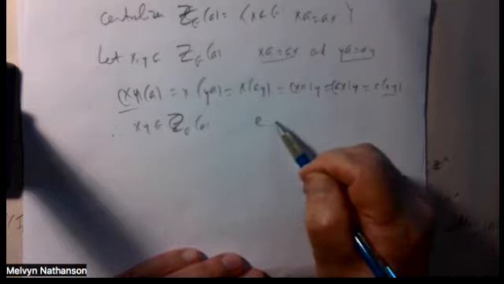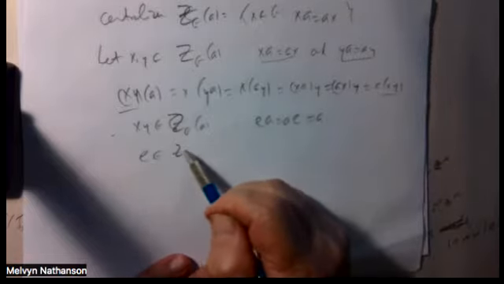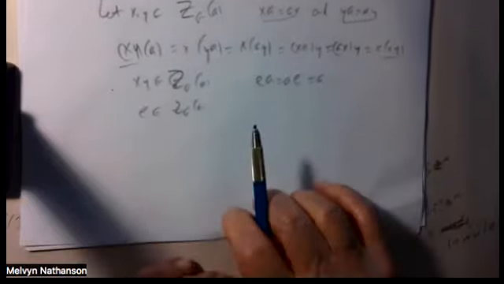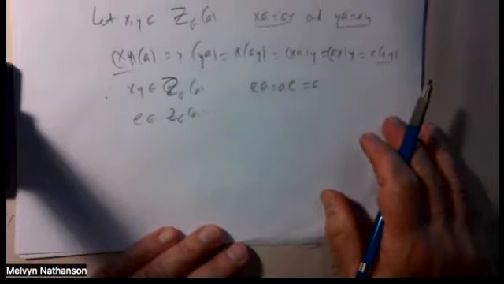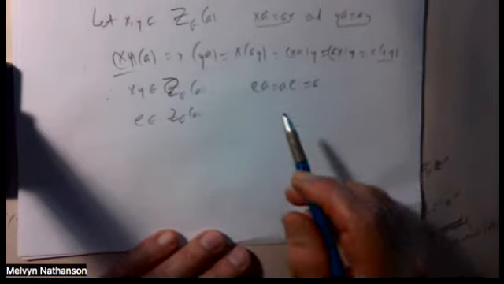Also, E times A and A times E are equal because they're both equal to A. So E is in the centralizer. So the centralizer contains the identity. So we have to show it contains the inverse of an element.